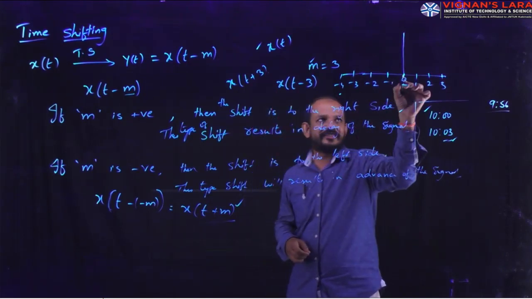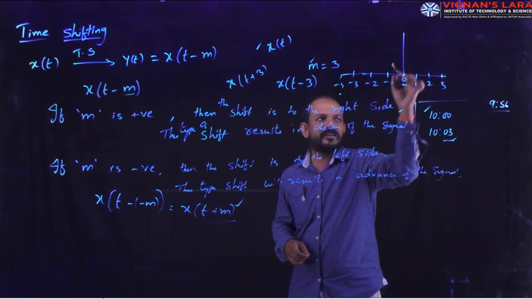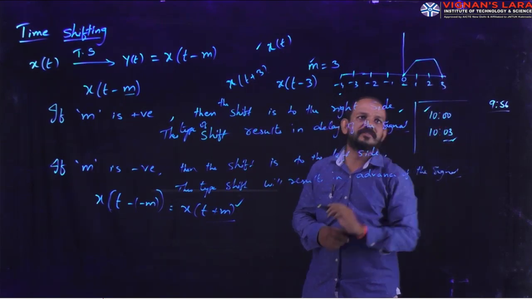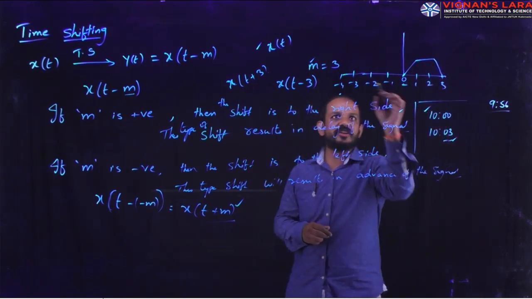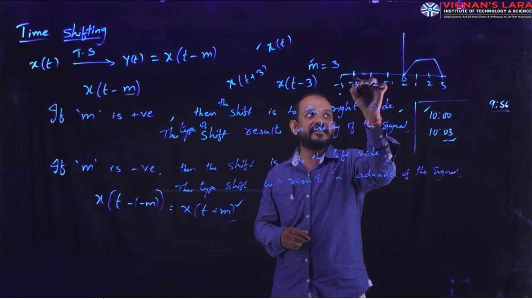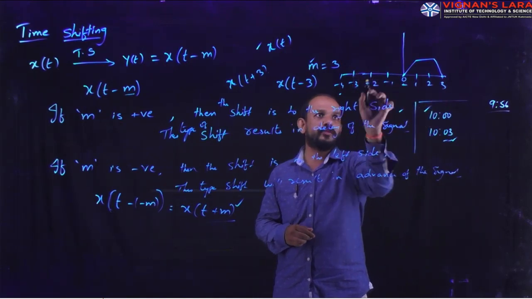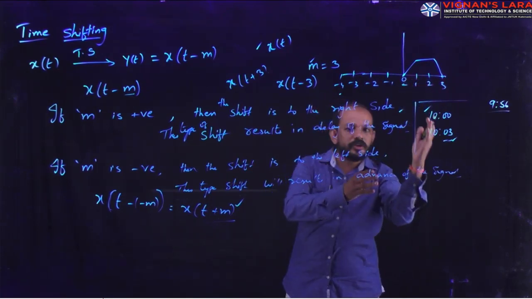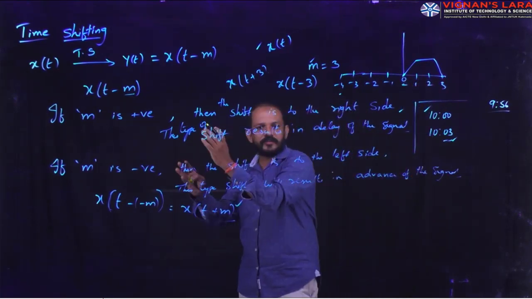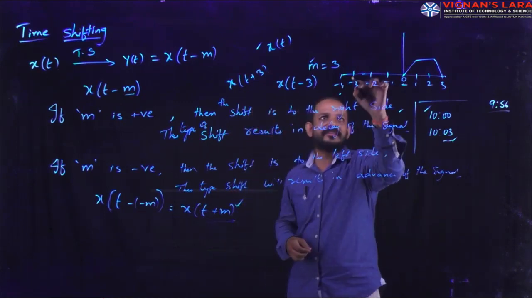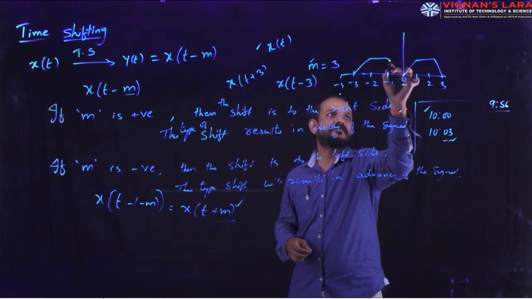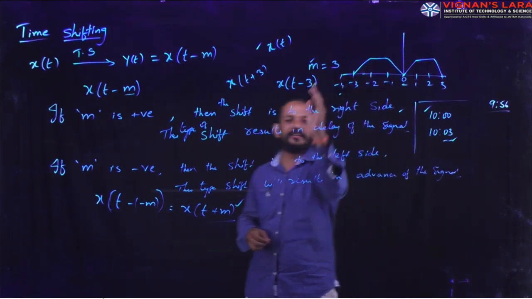That is, the signal has to start at this point. Let us take, the signal is like this. So it will start at this point. Total is 1, 2, 3, 1, 2, 3. So this is the actual signal. If it has to shift left side by 3 units, then the signal will look like this. It is shifted left by 3 units.